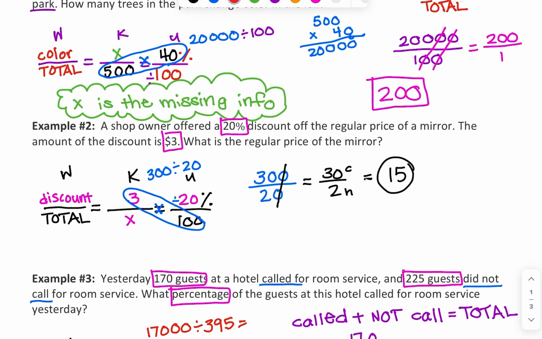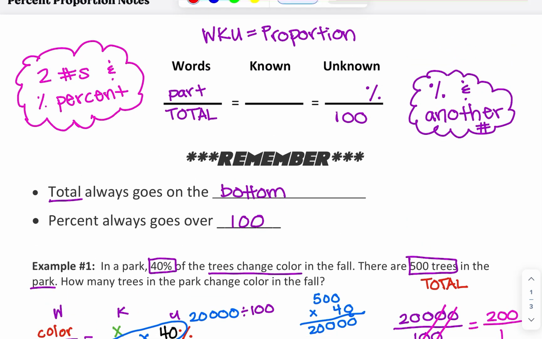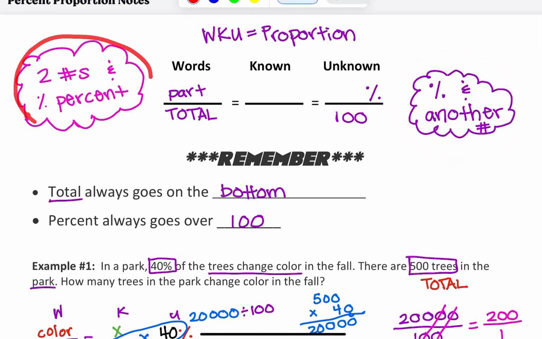So WKU, you can do that when you have a percent and another number in a word problem, or two numbers and the word percent in a word problem.